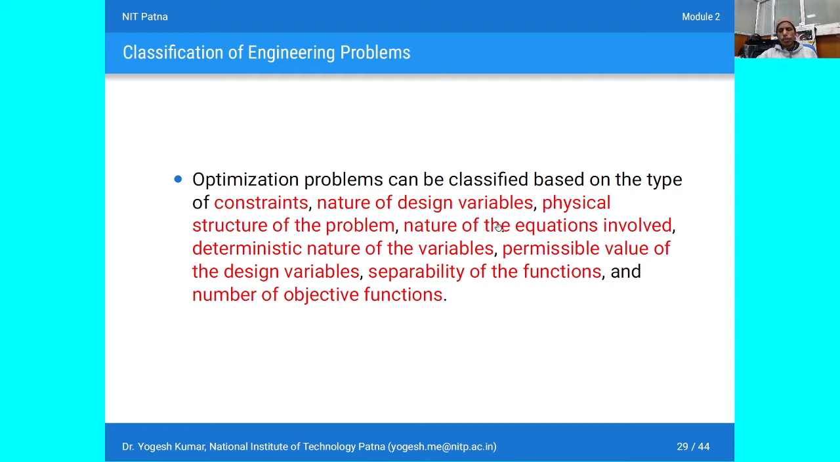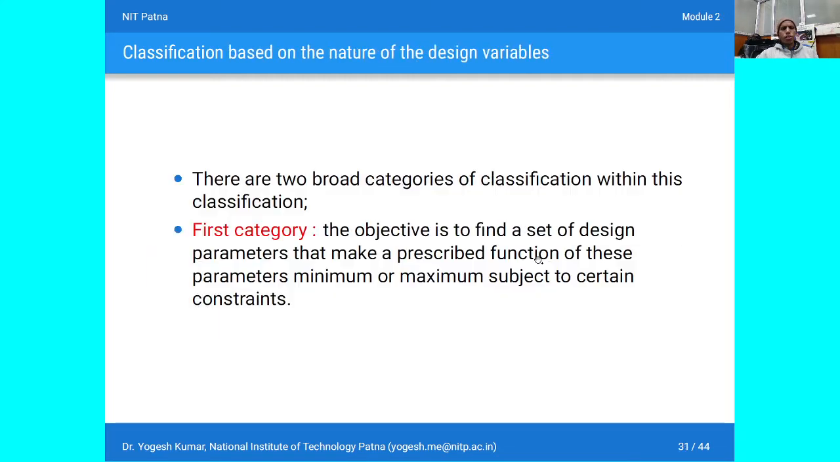Then I will try to cover the other remaining classifications, that is, nature of equations, deterministic nature, permissible value of design variable, separability of function, and number of objective functions. I will cover these in today's lecture itself, and I will take up problems corresponding to these classifications in later classes. So this much topic I will try to cover today.